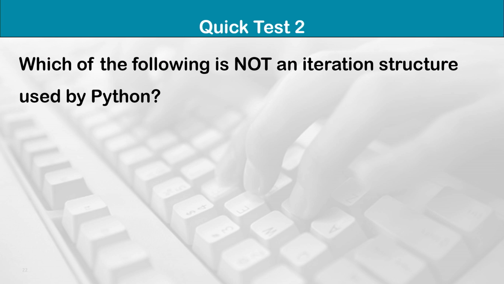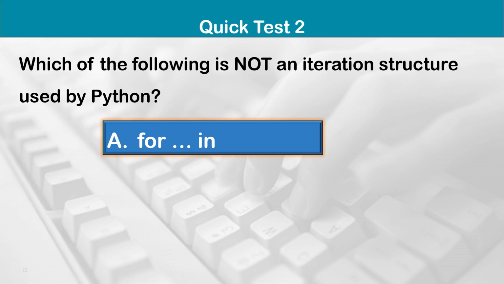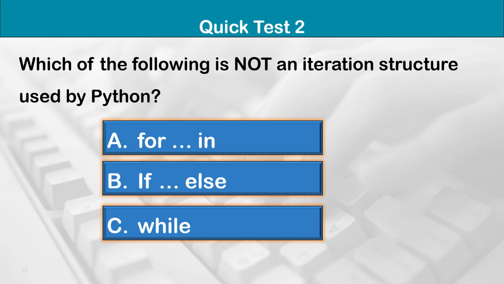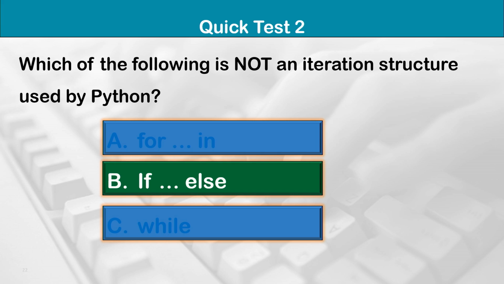Which of the following is not an iteration structure used by Python? A, for in. B, if else. C, while. If else is a selection structure, not an iteration structure. Option B is the correct answer. Next question.